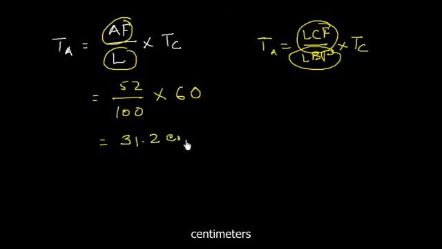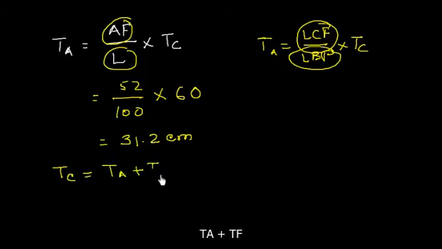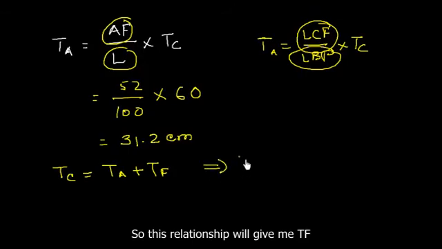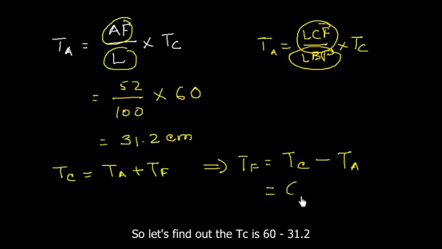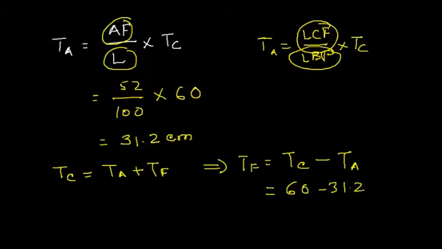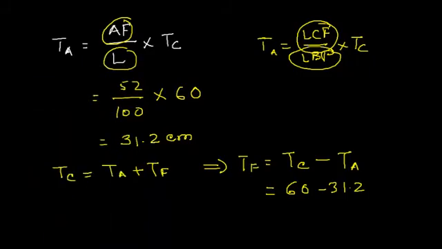31.2 centimeter. And we also know that the formula of total trim change is TC is equal to TA plus TF. So this relationship will give me TF, that is trim forward, is equal to TC minus TA. So let's find out, the TC is 60 minus 31.2. I think I should use the calculator. 60 minus 31.2 is equal to 28.8.